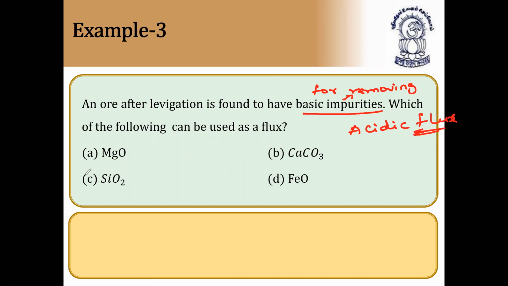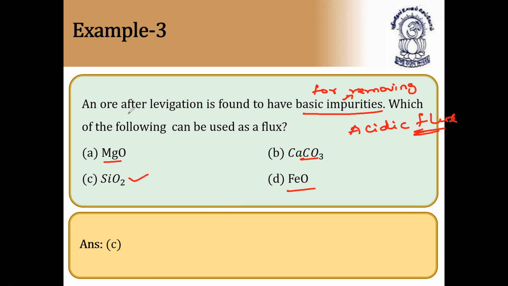The options are silicon dioxide, ferric oxide, calcium carbonate, and magnesium oxide. The answer: acidic flux should be acidic in nature, so it should be silicon dioxide. Silicon dioxide is acidic, whereas magnesium oxide, calcium carbonate, and ferrous oxide are basic in nature. For removing acidic impurities, we have to add basic flux. For removing basic impurities, we have to add acidic flux. This we have already discussed in the starting lecture only.